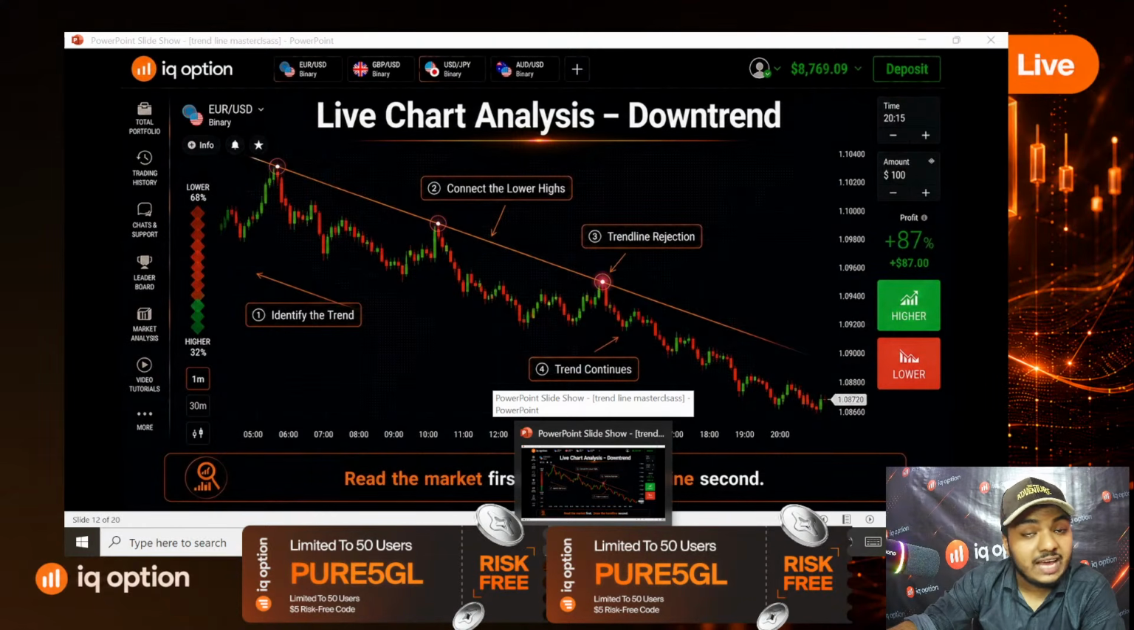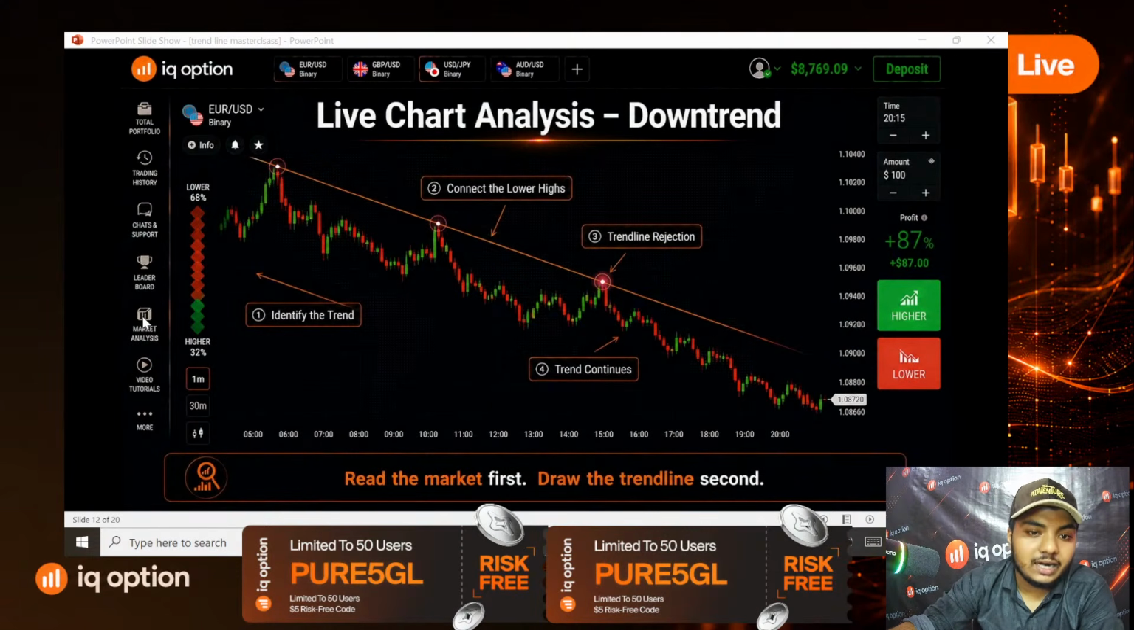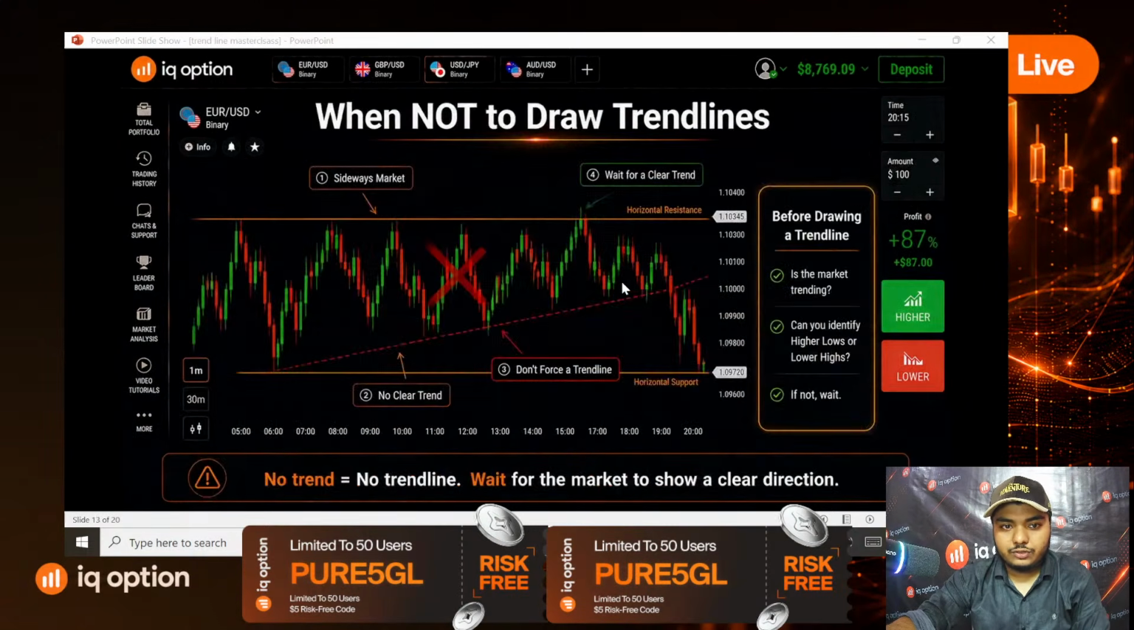First identify the trend, and then identify important swing points, and then connect the first higher low to the second higher low and extend it further, and then wait for the market to come to your trend line, and wait for a confirmation. After getting a confirmation, you can execute your trade. I hope you get it. And let's move to the next topic.